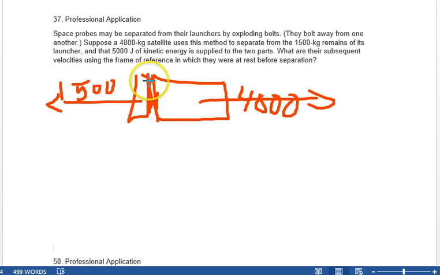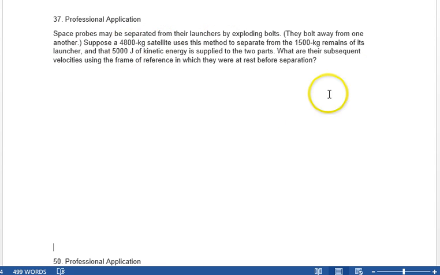So what happens when the bolts explode? Well, what's the total momentum before anything's moving? Well, total momentum beforehand, initial momentum is 0, right? Equals 0. And so what's the final momentum? Well, the final momentum is, we'll call the satellite M1, right? Final momentum is 4,800 kilograms times V1. Call its velocity V1.